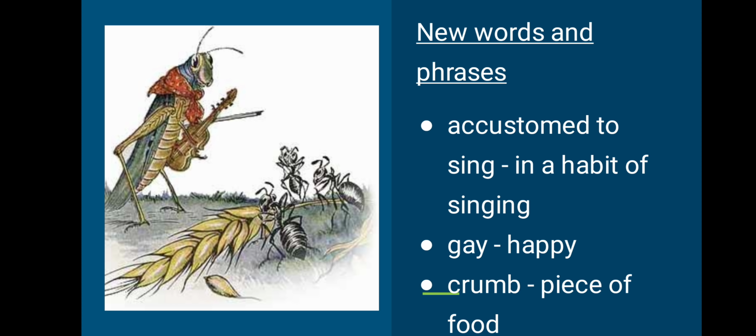He was in a habit of singing through the warm, sunny months of gay summer and spring. Gay means happy, happy summer months, happy spring months. He was accustomed to sing during these beautiful seasons. Began to complain when he found that at home his cupboard was empty and winter was come. Now, when the season changed, it got cold all of a sudden. He happened to check his cupboard, and he found that there was nothing to eat in the cupboard.